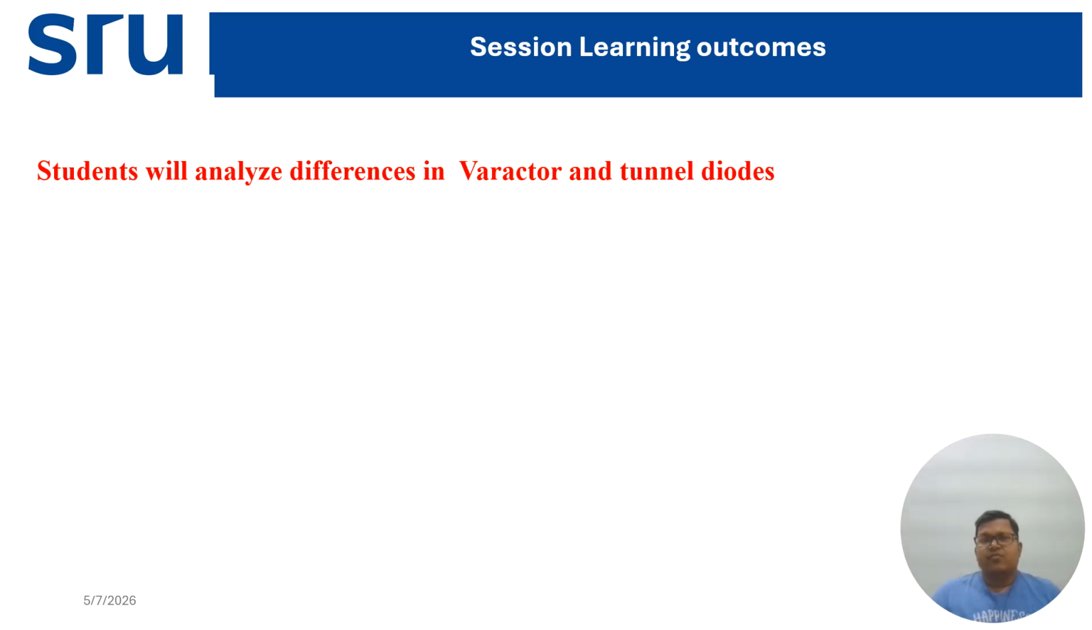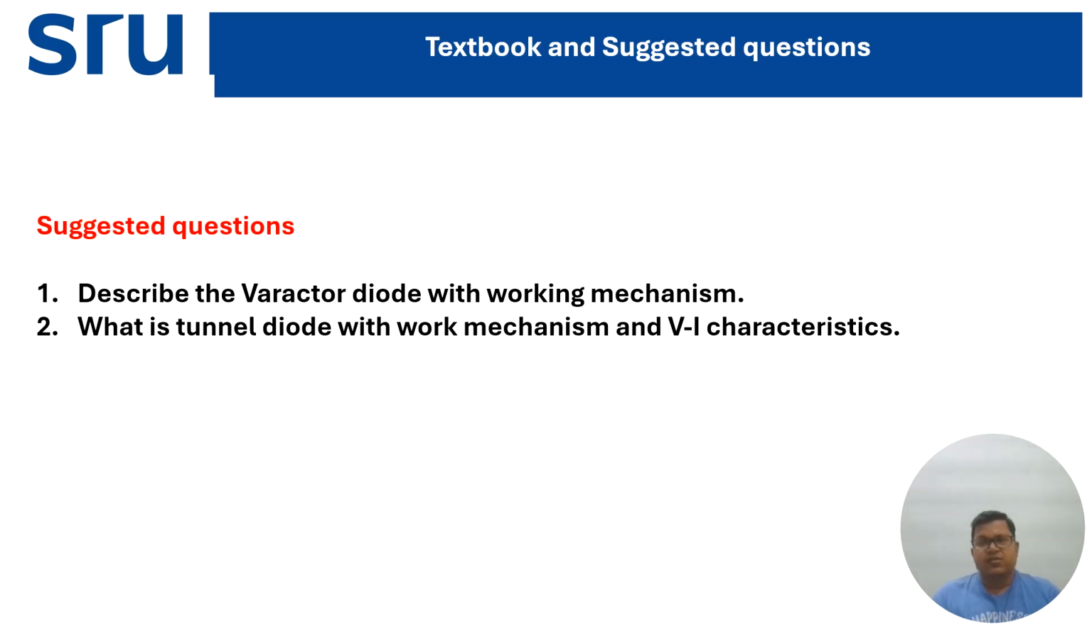So here I hope you have learned about these two types of diodes. The possible questions from here are: describe the Varactor diode with its working mechanism, and the second one is similar for the tunnel diode. Also, explain the VI characteristics, which is mostly the important one, rather than explaining the tunnel diode. Actually, both are related. If you can explain the physical mechanism of the tunnel diode, then you will be able to explain the VI characteristics.